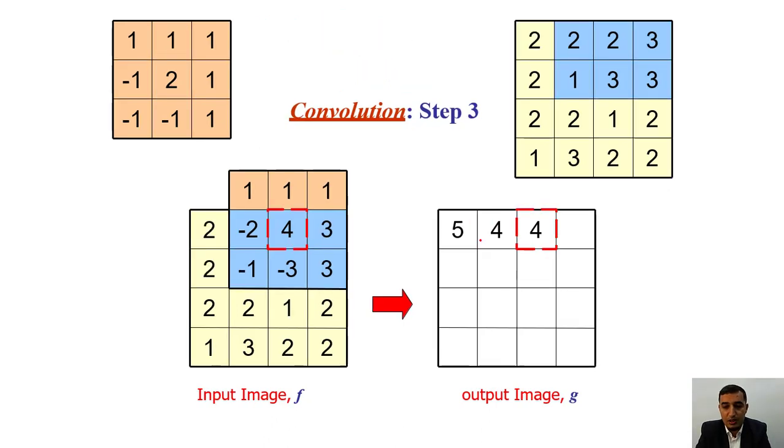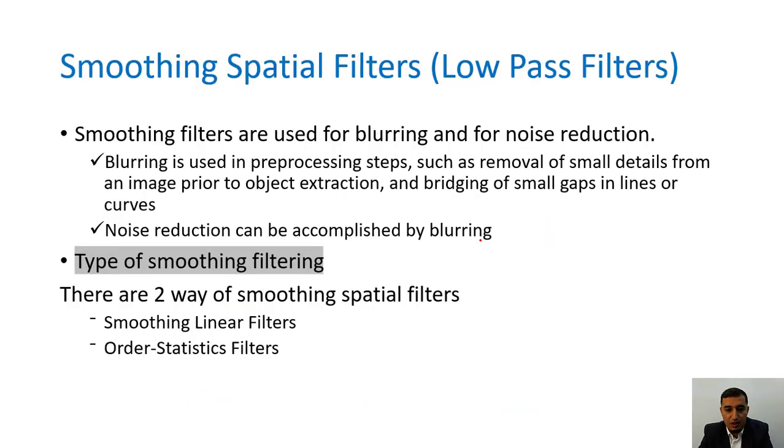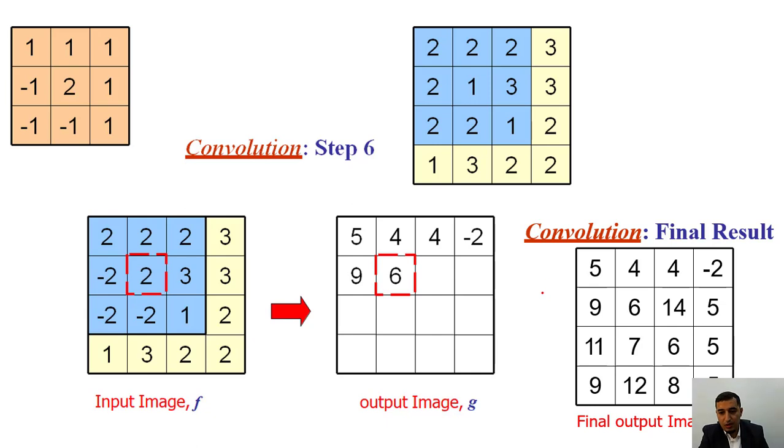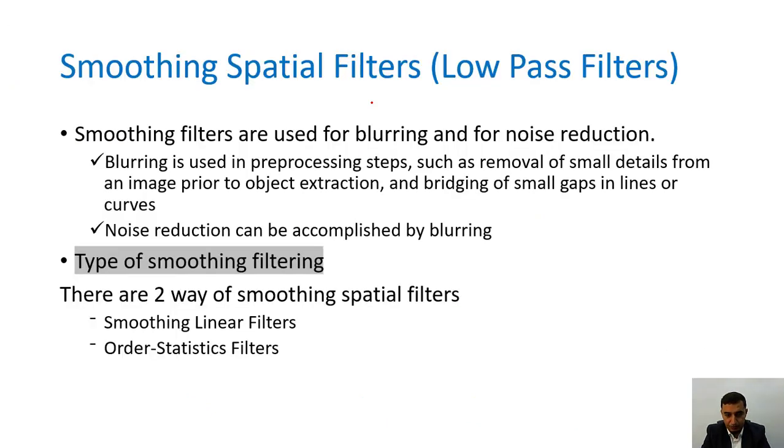So we keep continuing the same way. We will move the filter across, and at the end, we are going to get our final result looking like this. So this is our image after applying this mask to this image. It will take some time, but at the end you will find the final image.